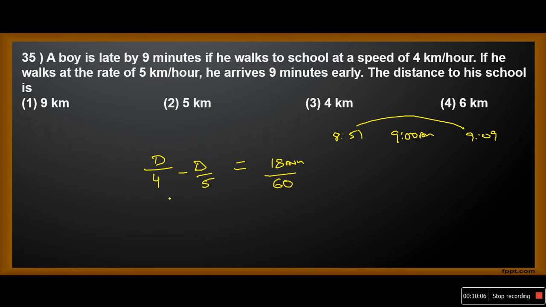Now how to solve this? Simple. What is the LCM of 4, 5 and 60? Nothing but 60. Multiply it with 60 throughout. Now d by 4 into 60 is 15d, minus d by 5 into 60 is 12d, equals 18. Now so 3d equals 18, which implies d equals 6. So the answer is 6 kilometers. The answer is option 4.